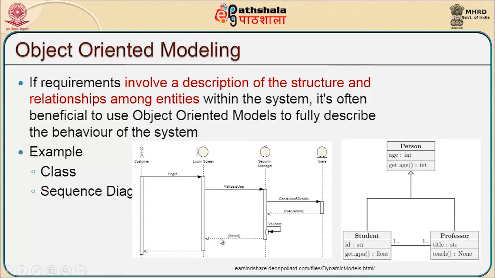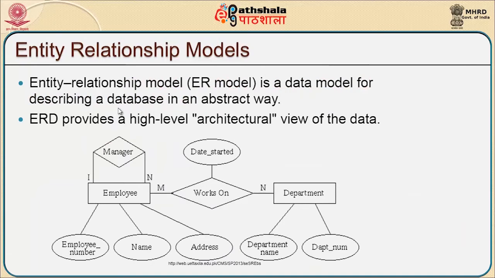This is for another example where the customer gets into a login screen, and by logging in, it is to be validated using a security manager, and then it checks all the user details. User details are then validated and the result of it is provided. So this can be a simple example towards a banking system. So these are various representations that we can specify towards the requirement plot.